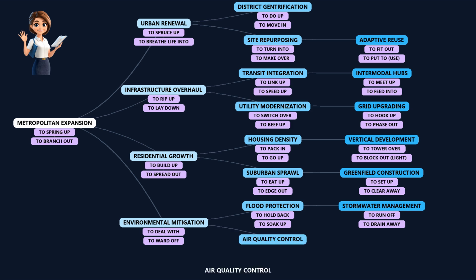Air quality control. Air quality control is a practical goal of environmental mitigation used to cut down on smog and clean up the city's atmosphere. Essentially, we are reducing pollution so that the air is safe for everyone to breathe.